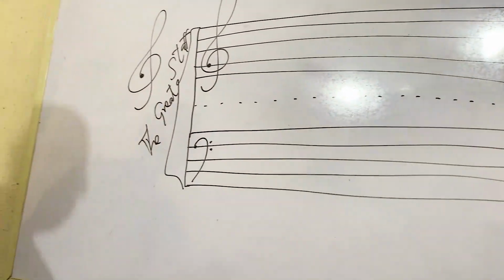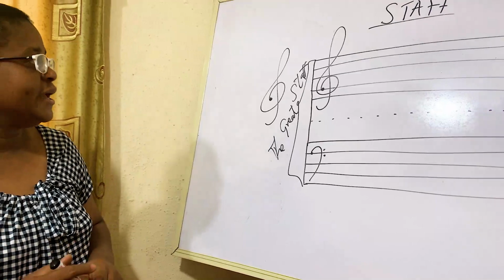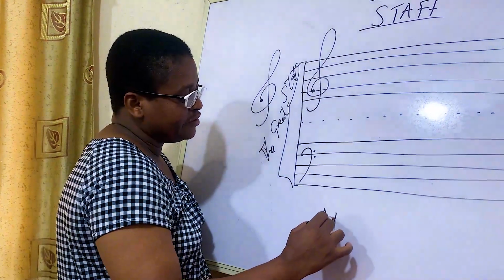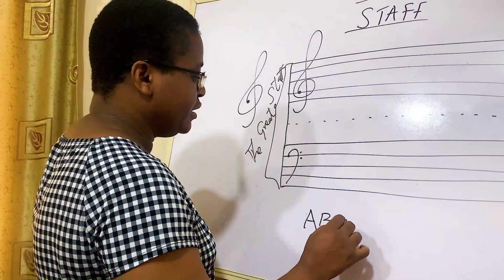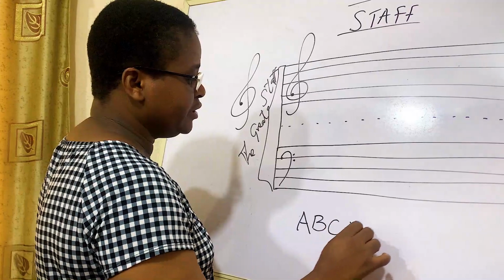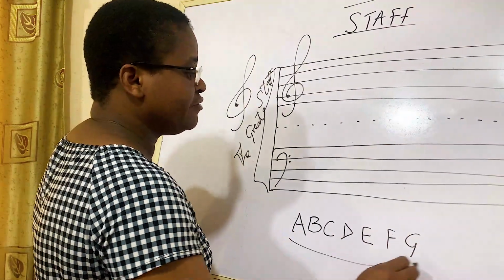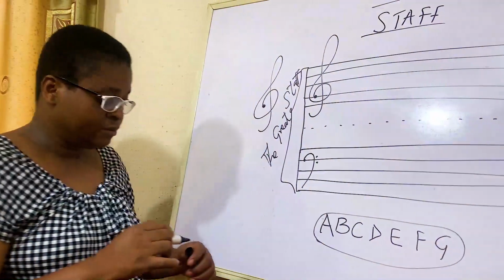How do we get names for our spaces and lines in the staff? Music employs the first 7 letters of the English alphabet to give names to the staff, as well as other things that we're giving names to. A, B, C, D, E, F, and G. These are the 7 letters used in music when it comes to giving names.